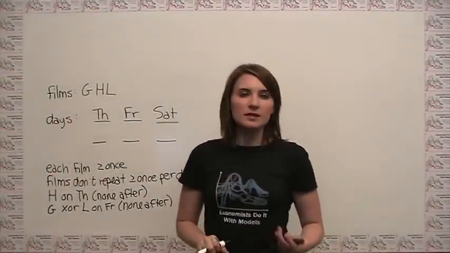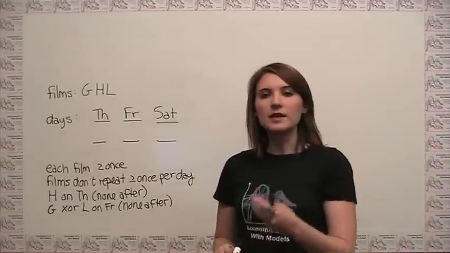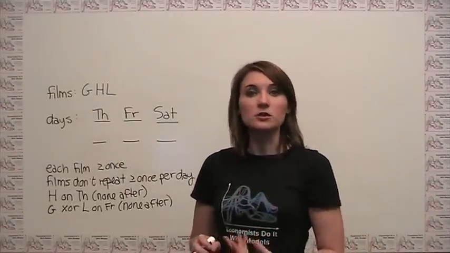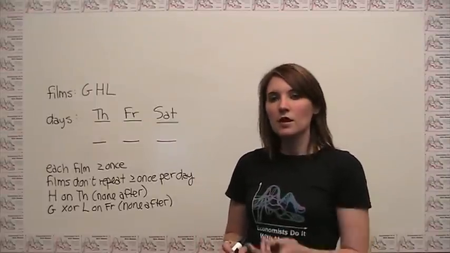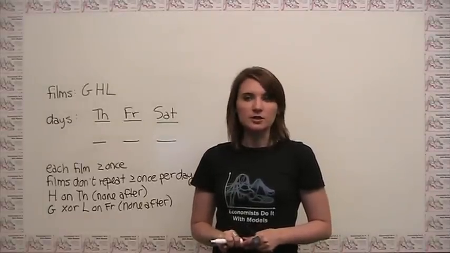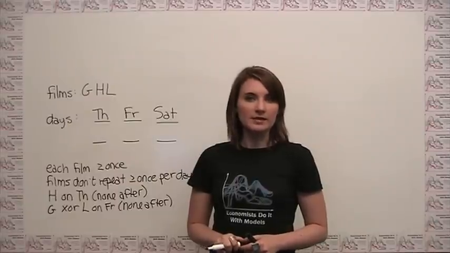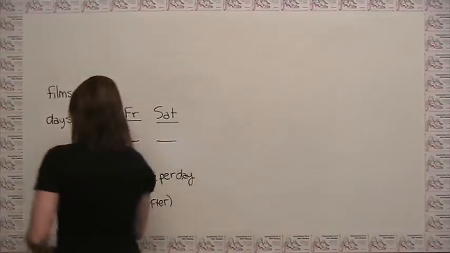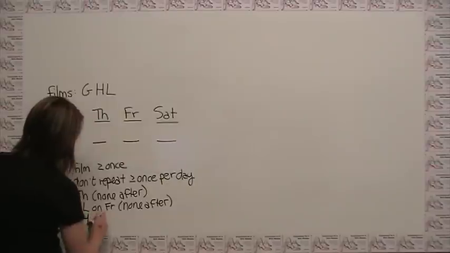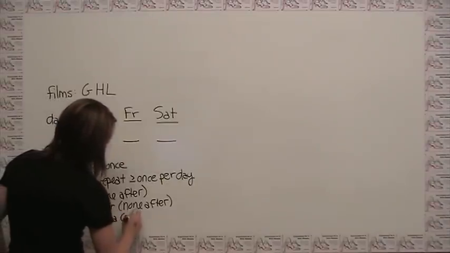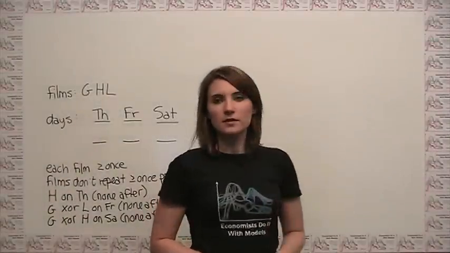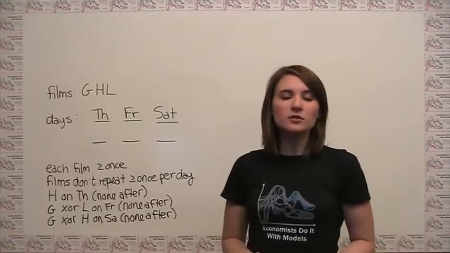It's important to remember, because sometimes it is a little bit confusing for people, that unless you see this "but not both," the or statements are not exclusive ors, they're just regular ors. The third rule states, on Saturday, either Greed or Harvest, but not both, is shown, and no other film is shown after it on that day. So we can say here, G exclusive or H on Saturday with none after. And that concludes the shorthand of rules.